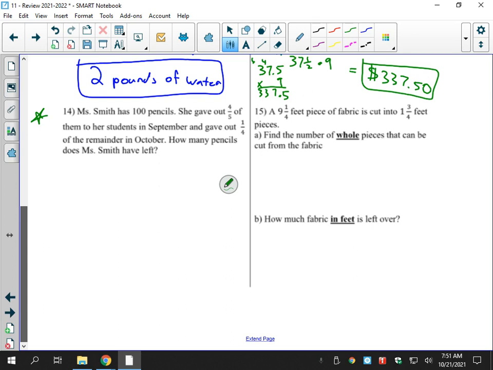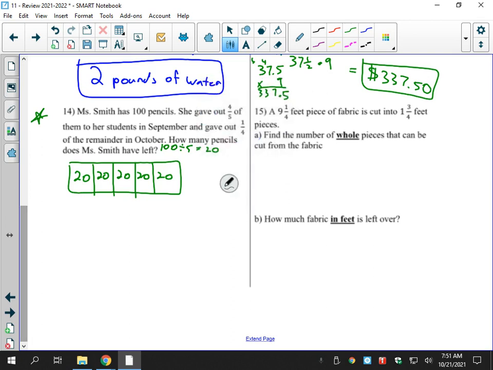So we're splitting it into fifths. The denominator of fifths is 5. So I'm going to draw out 5 boxes. 1, 2, 3, 4, 5. We're going to split those 100 pencils evenly into fifths. So I'm doing 100 divided by 5 is 20. So each of the boxes gets 20 pencils. And we can see it adds up, 20, 40, 60, 80, 100. 4/5 are given out in September. So I'm going to cross out 4 boxes. That's what's given out in September. Okay? These 20 are what's remaining, 20 remaining.